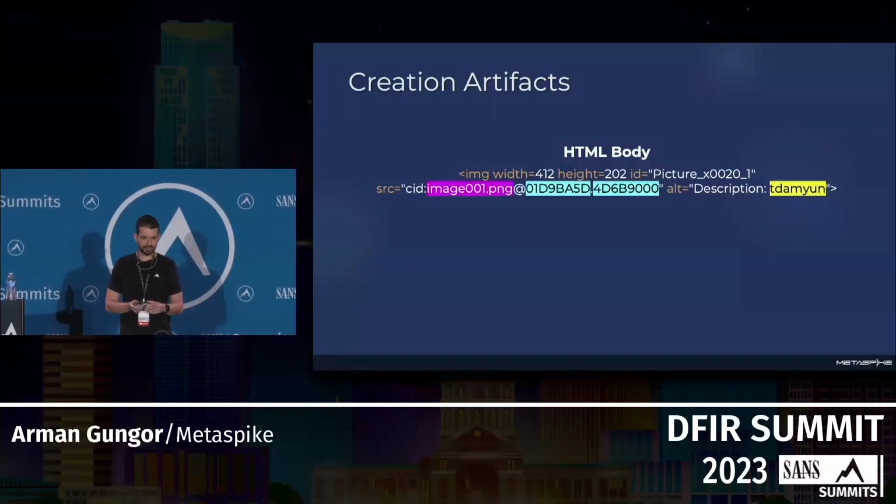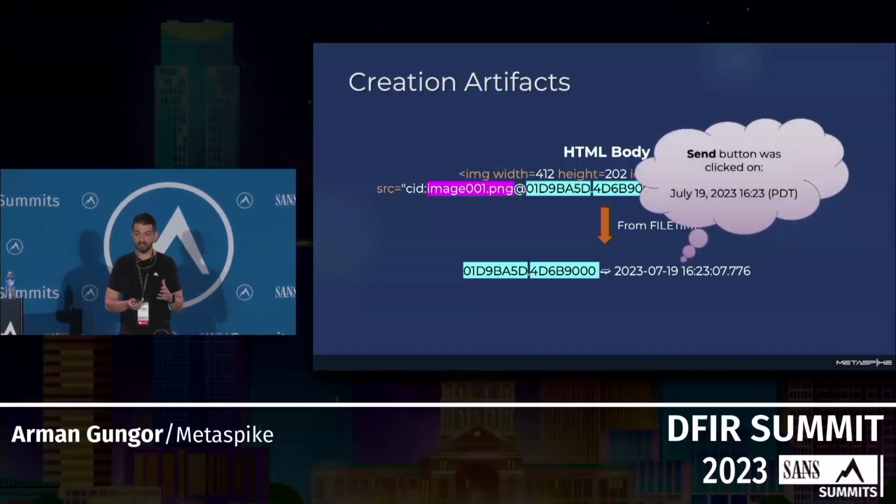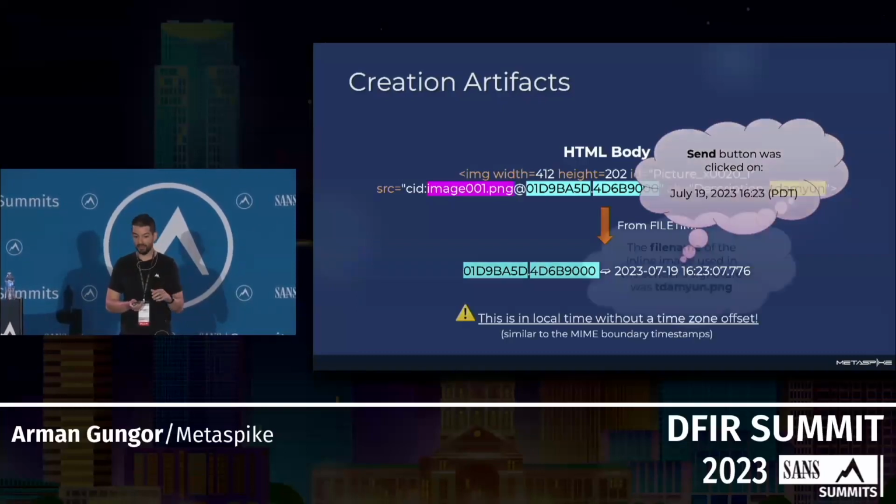But if we highlight these, there are essentially three components here that I'm looking at. One of them is, again, a file time. And again, it points to the time that we clicked on the send button. And once again, it doesn't have a time zone. So this is, again, a local time artifact.